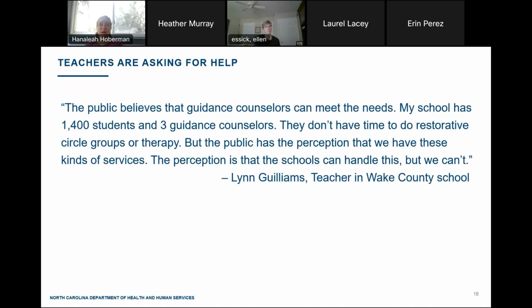So we were really hearing that teachers and school staff are on board. They want these resources, they need these resources, and this is really essential for them to be able to do their jobs, so that they can focus on the education of their students.